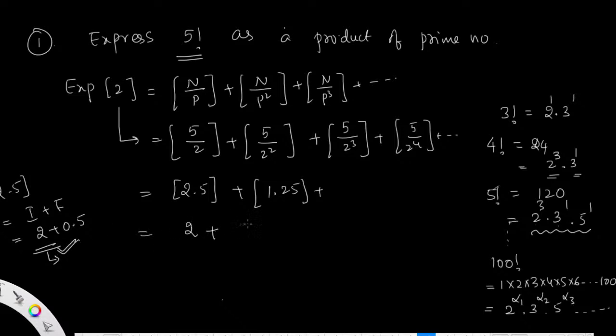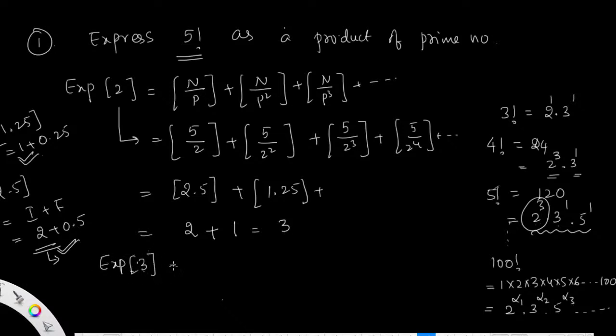This is 2, and 1.25 can be written as 1 plus 0.25. Only the integral part you can take, that is 1, so 2 plus 1 is 3. Therefore the power here is 2 cube. Okay, it is verified. If some small value is there, we can verify. If it is a bigger number, we cannot.